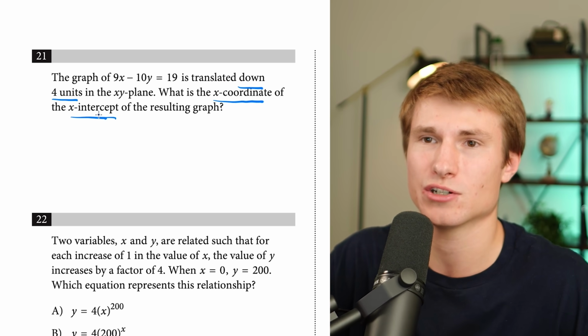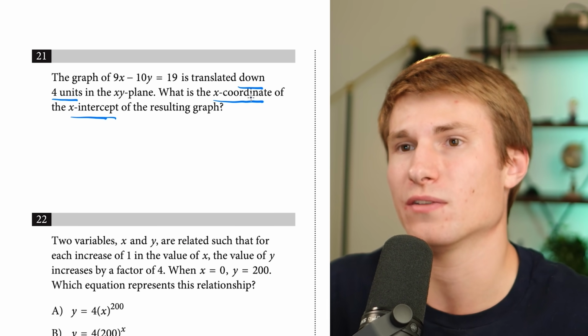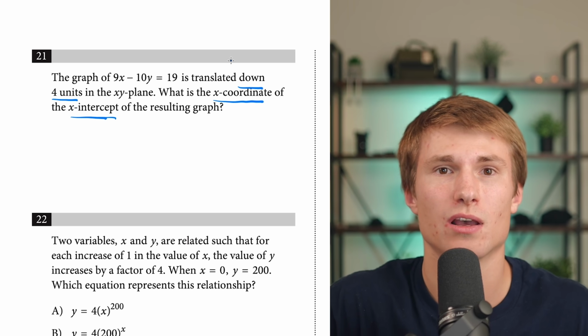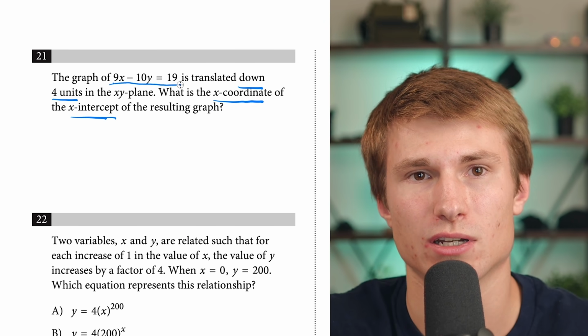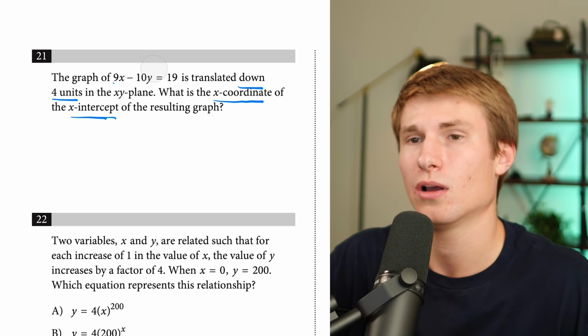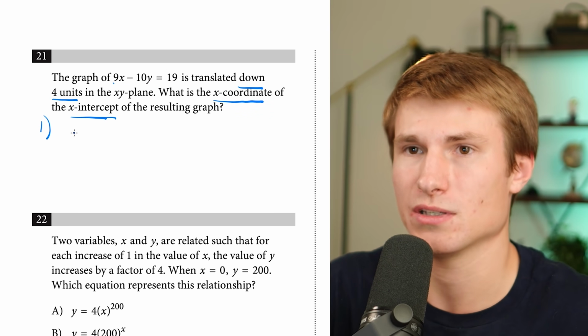So a couple things that jump out right away. If we're looking for the x-intercept, we know that's going to be where y is 0. We need to find the x-coordinate of that x-intercept. We're going down 4 units, and we also want to make note that this is in standard linear form, not slope-intercept form. Okay, so let's start with the first and probably the most commonly used approach.